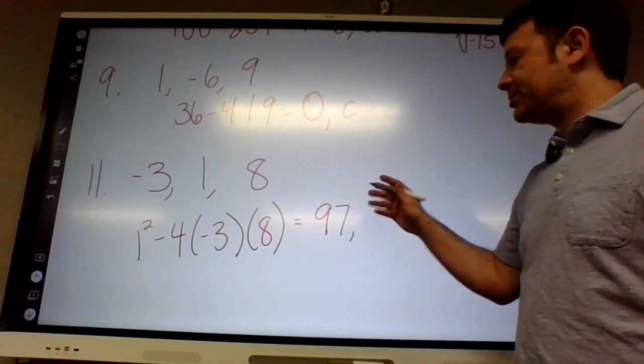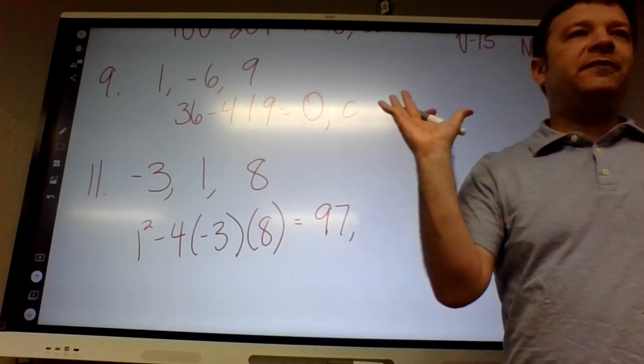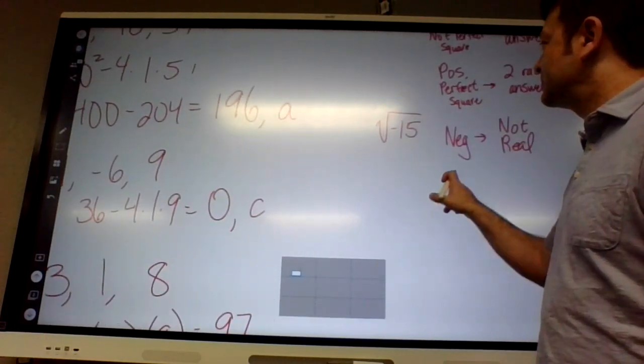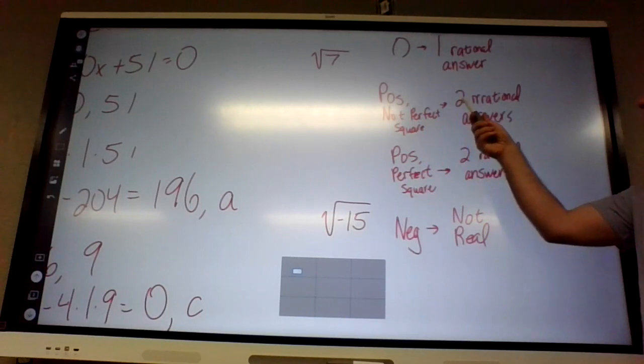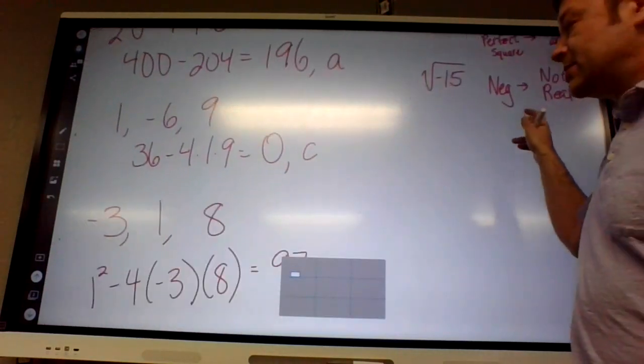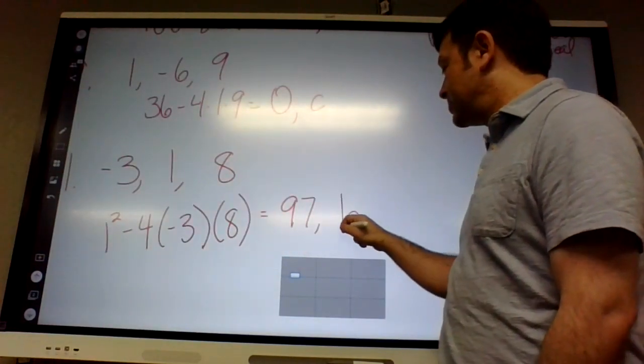Is 97 a perfect square? Still no. What kind of answers is it going to have? Two irrational answers. That means it'll have two square root answers. So it's B, two irrational answers.